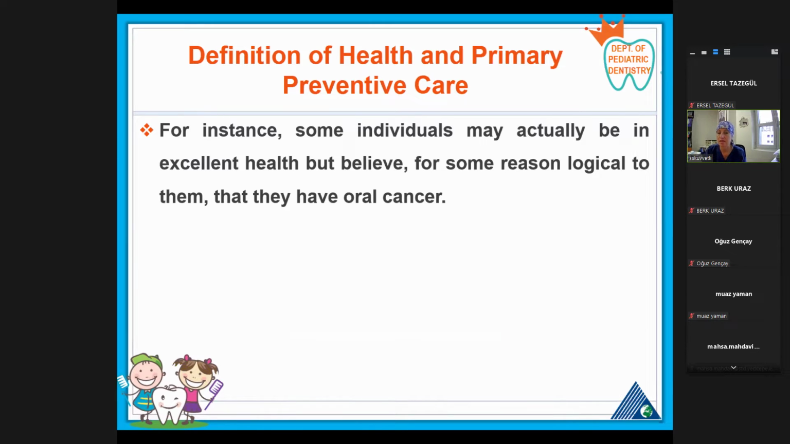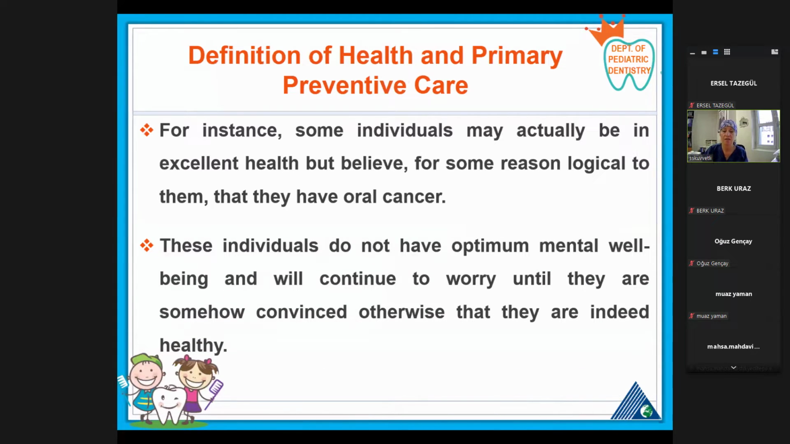For instance, some individuals may actually be in excellent health, but they believe for some reason logical to them that they have oral cancer. These individuals do not have optimum mental well-being and will continue to worry until they are somehow convinced otherwise that they are indeed healthy.